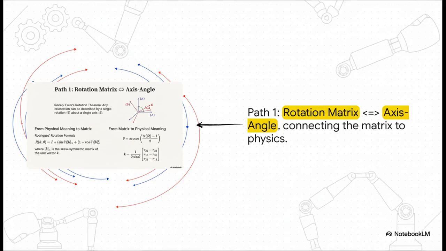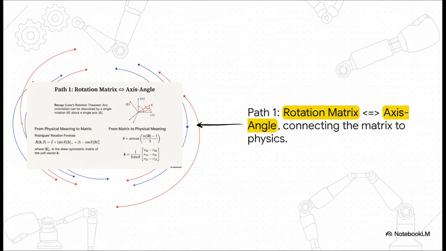Okay, this is our first and maybe most important translation path. On the left, we've got Rodrigues' rotation formula. This amazing tool takes a physical rotation, that is, an axis vector k and an angle theta, and it generates the 3x3 rotation matrix that does that exact rotation.